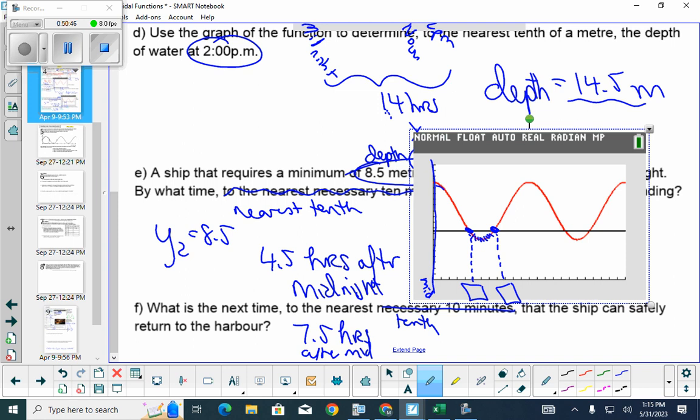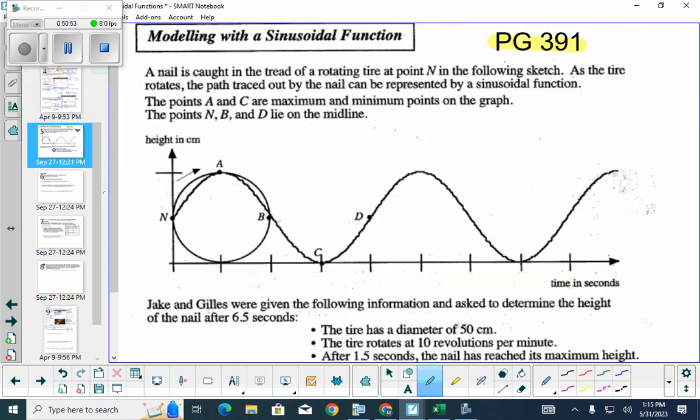Okay, we're going to do one more question together. And it's the very first one actually, so go all the way back to the first page. And it's page 391.